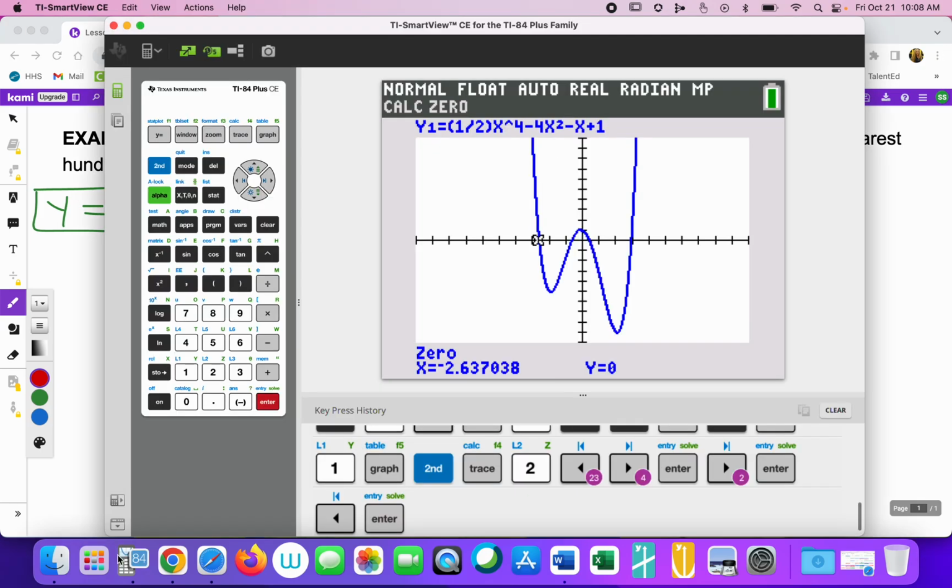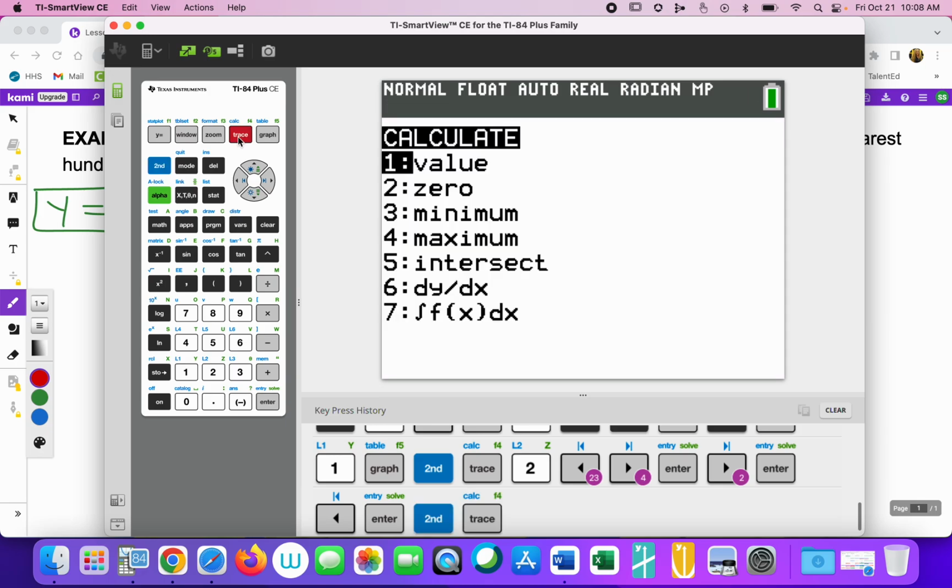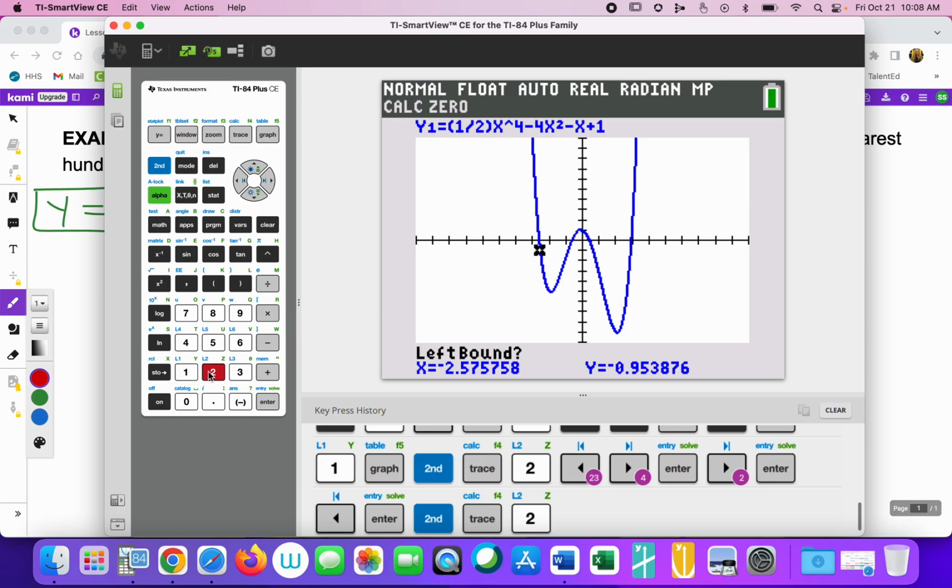Now we have to do it again. So again, as soon as you get the hang of it, this should take you a total of 10 seconds to do each one. You have to start it over, so you don't have to press clear. You can just go back to second trace, option 2. You can press clear, it's not going to hurt anything.